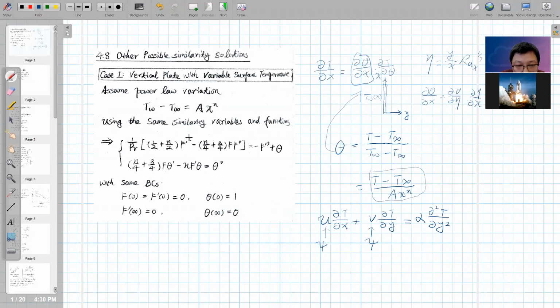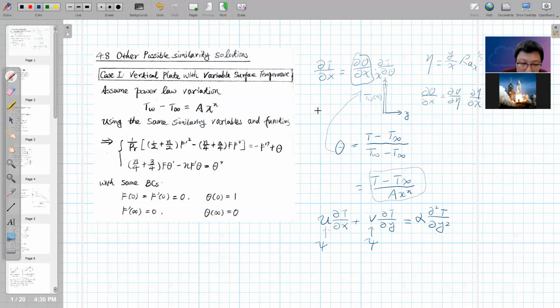You won't see this in the previous cases when you have constant wall temperature. All I want to explain is why we have this difference: now this theta is an explicit function of x also. This is one reason why we have this difference.